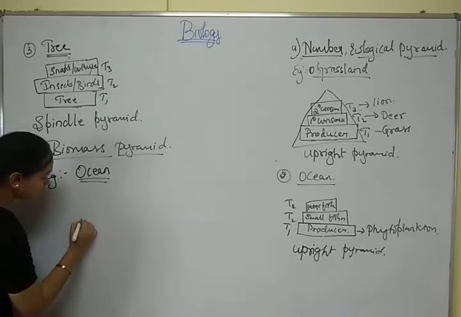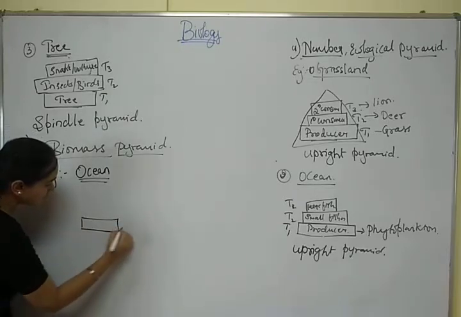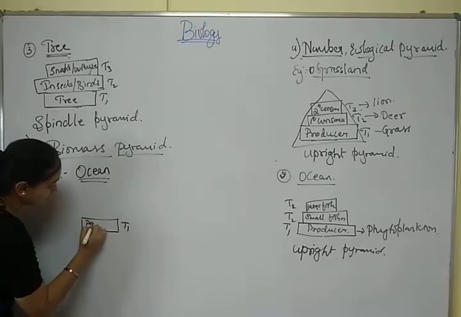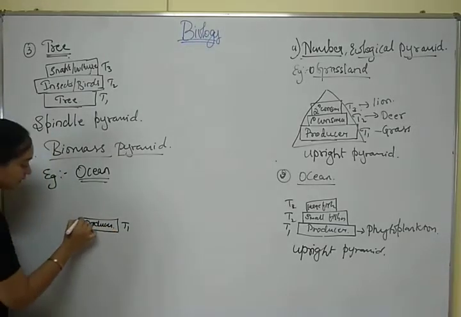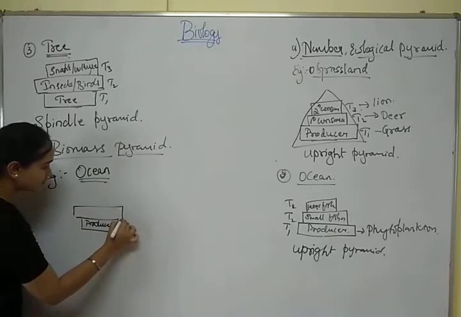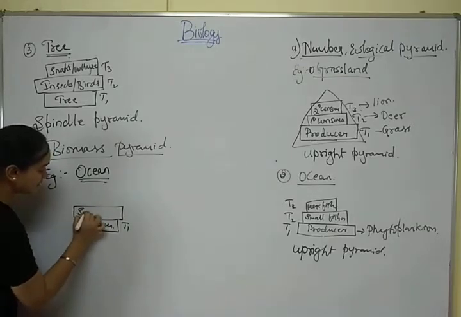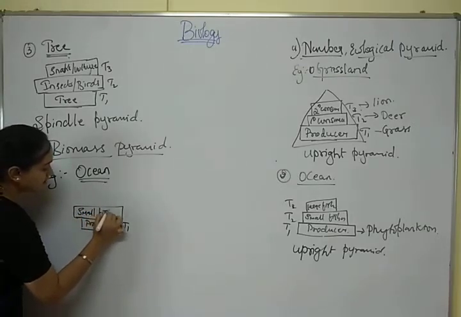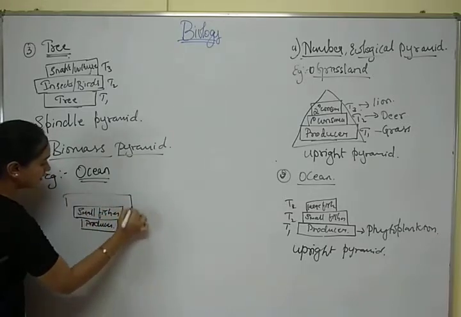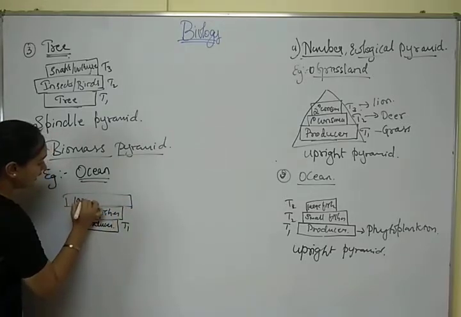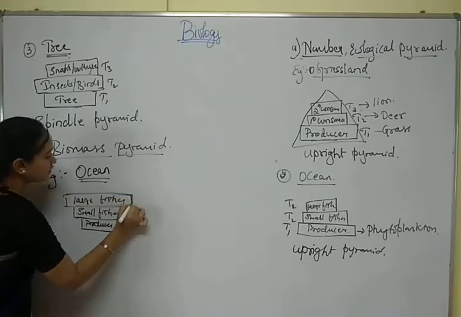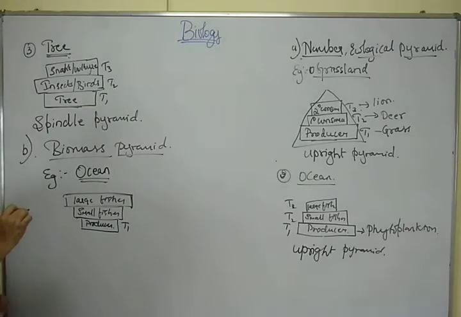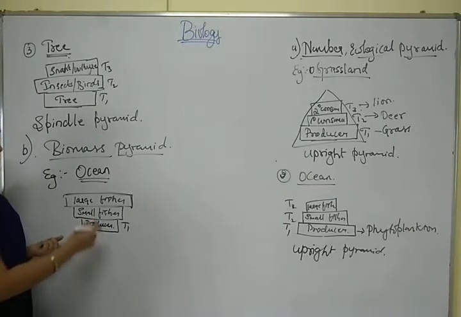So here the producers, that is T1, producers are less, followed by the small fishes, and next there will be the large fishes. Now, if we consider a food chain in the ocean, we take the weight into consideration.